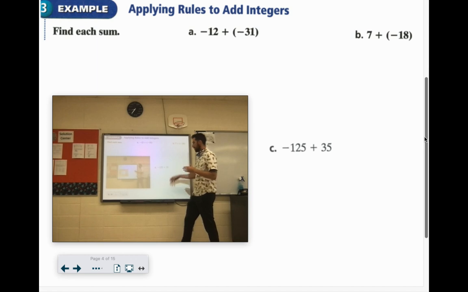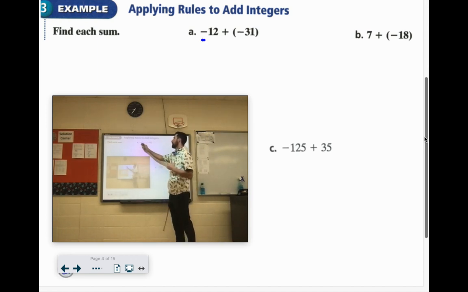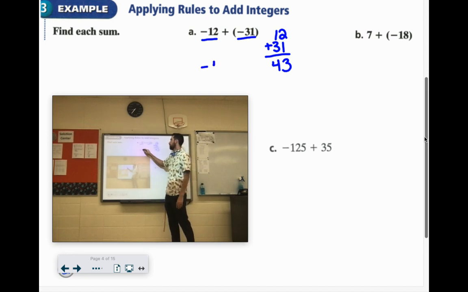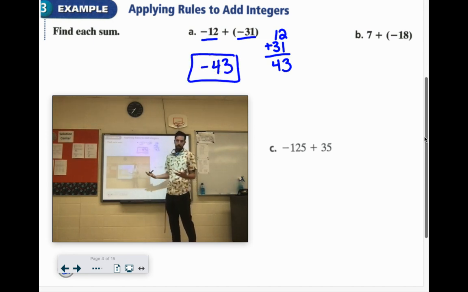All right, so again, if they're the same sign, which these are both negative, you can just add them together. 12 plus 31, and you keep the sign. So whatever we get here, we'll just make the negative version of that. So 2 plus 1 is 3, 1 plus 3 is 4. So we will get negative 43. If they are the same symbol, add them together, keep the symbol.